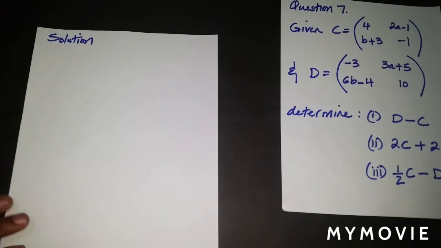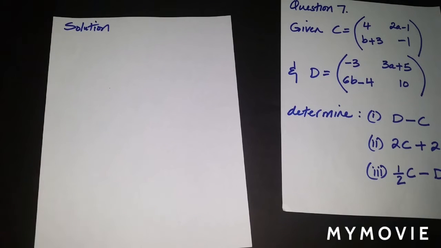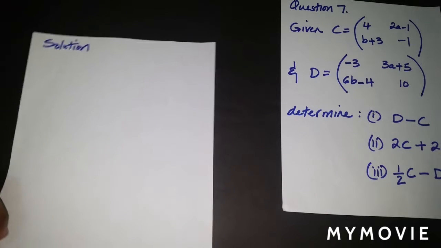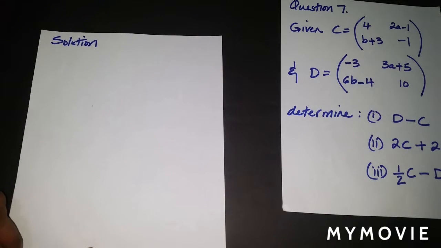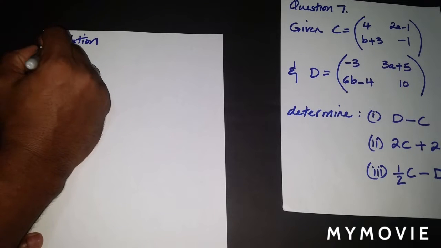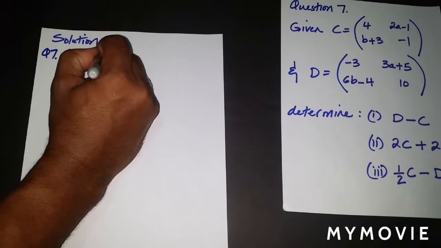Alright guys, we're back with the solution to question 7, trying to wrap up the solution to the questions that were given. So, first of all, you're given two matrices, both of them 2 by 2 matrices obviously, and we're asked to determine, in part 1, D minus C.